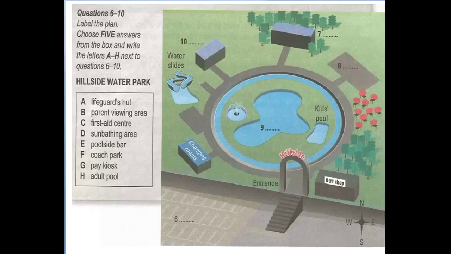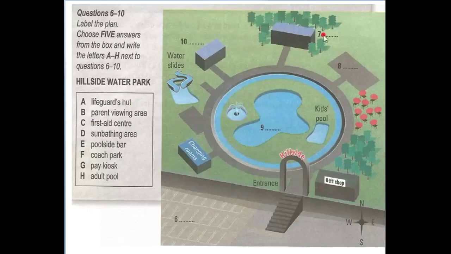So you got that the entrance is just right of the coach park. So coach park is the answer here, right? So F is the answer. So you will immediately write here F, because if you come here and you start writing, that will take your time. So you will immediately write F here and you will move immediately to question number 7.